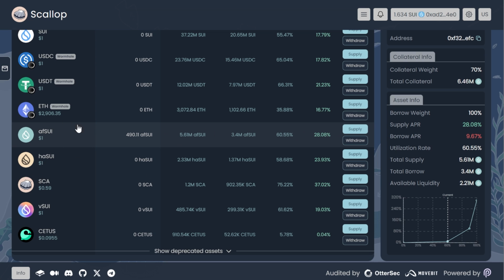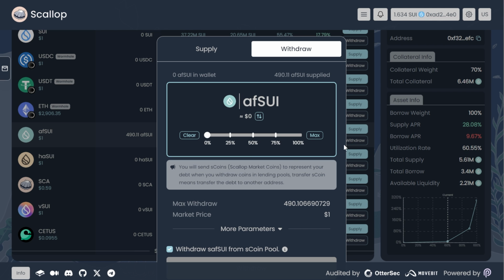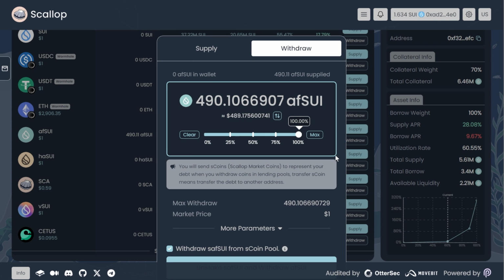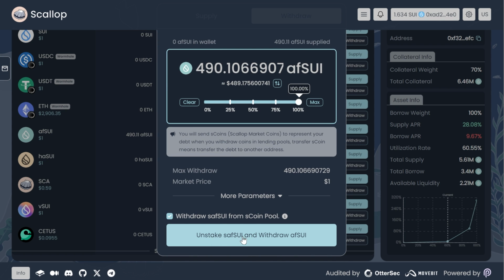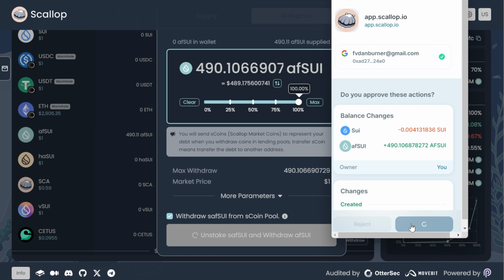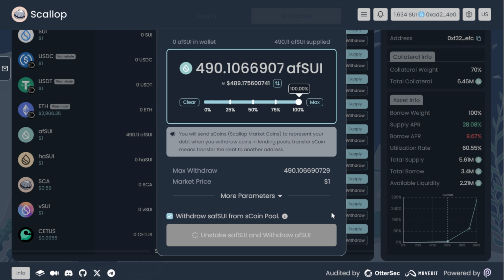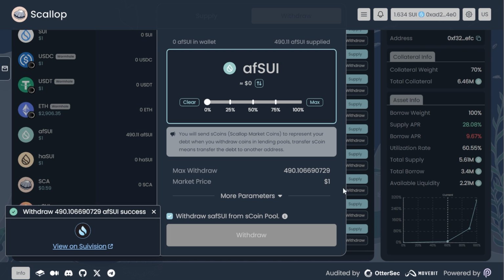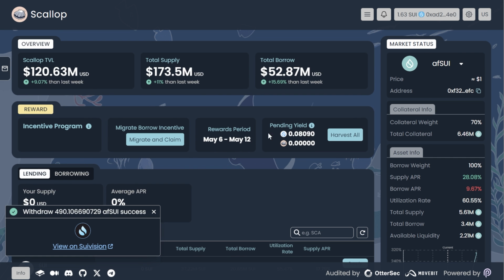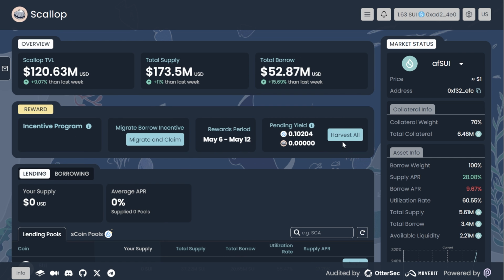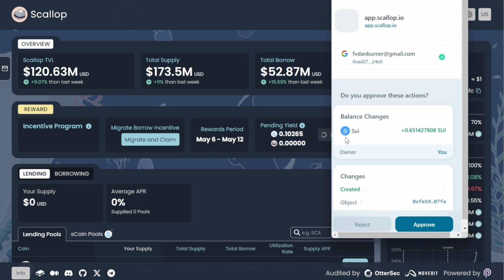And if we want to close our AF SUI position here, we just have to withdraw our funds. So you're gonna hit withdraw the amount you want, let's say max, scroll down to unstake SAF SUI and withdraw AF SUI. Then we're going to approve the transaction. And then we should have AF SUI back in our account. It will just take a moment. There it is, it's done. And the yield that we were earning is still sitting there. And we're just gonna harvest all of that to make sure we don't leave any money on the table.